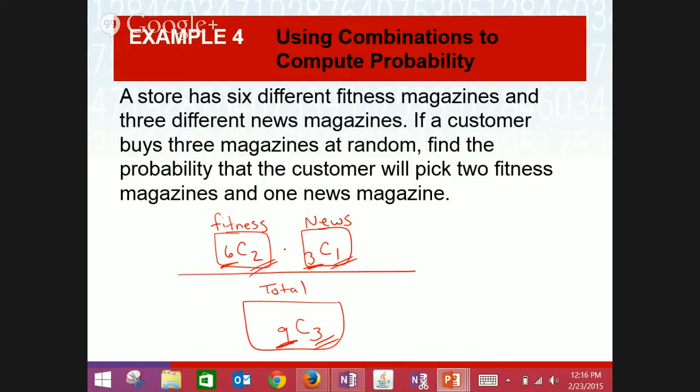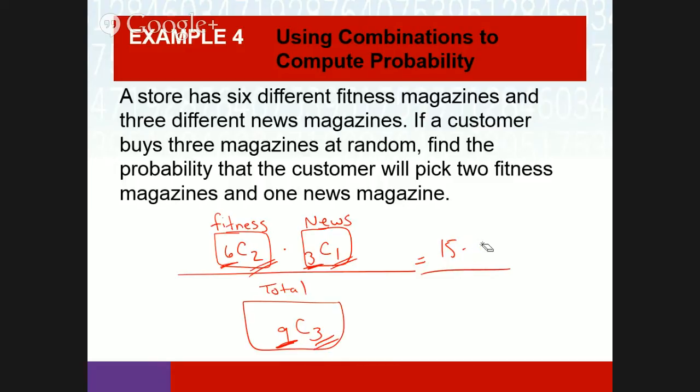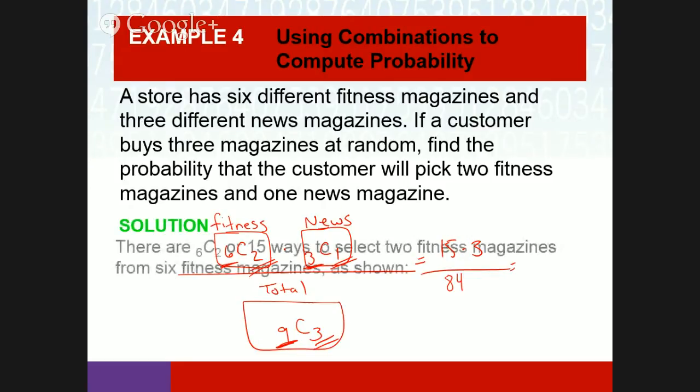You see that okay? So now it's plugging in your calculator with 6 combination 2 and 3 combination 1 and 9 combination 3. 9 comma 3 gives 84. So 15 times 3 divided by 84.